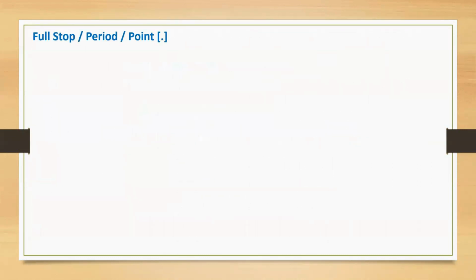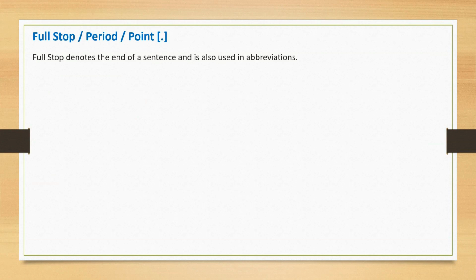Full stop, period, point. In British English, it is called as full stop, whereas in American, it is known as period. Full stop denotes the end of a sentence and is also used in abbreviations. In English language, to end the sentence, full stop is applied. While speaking, it refers to greatest pause.